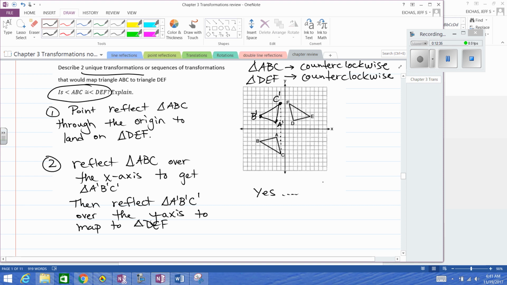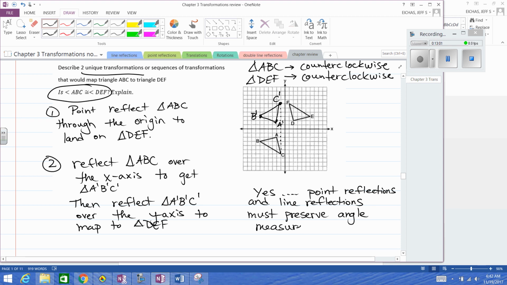And let's use properties again. Point reflections and line reflections must preserve angle measure, or congruent angles, or whatever. Angle congruence.